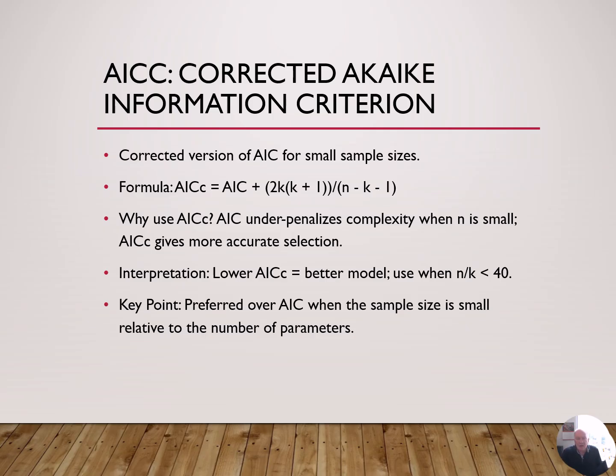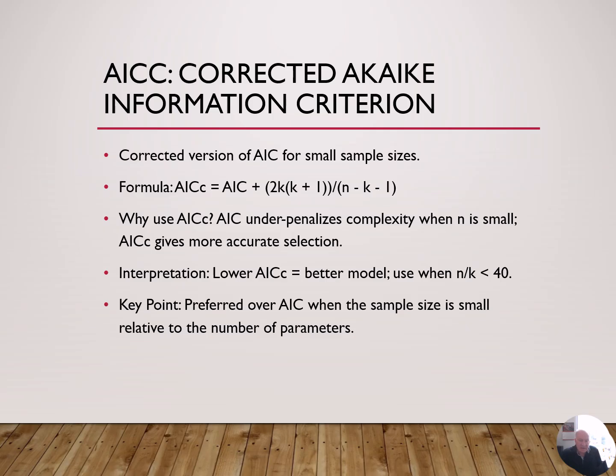We also have the corrected AIC, which is a corrected version of AIC for small sample sizes. This formula is equal to the actual AIC number plus 2k times k plus 1, divided by n minus k minus 1.